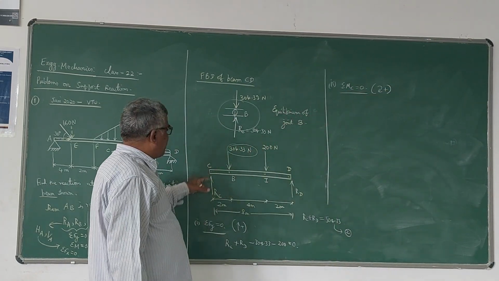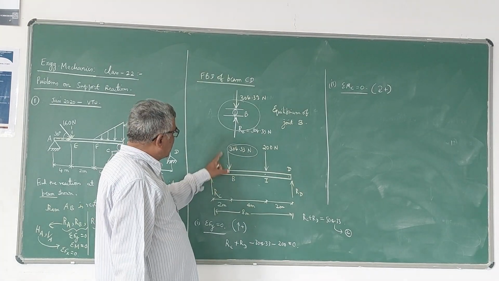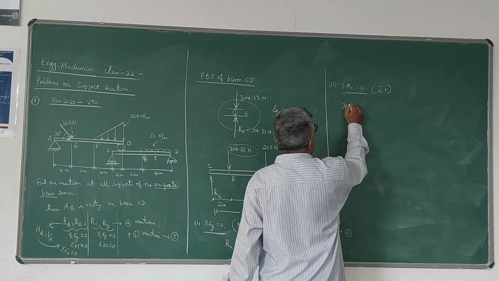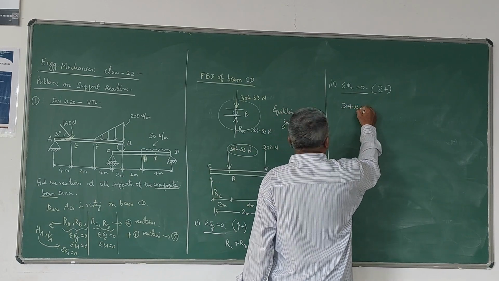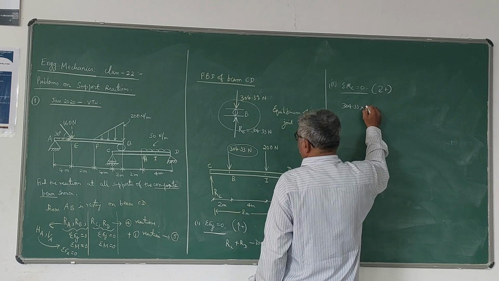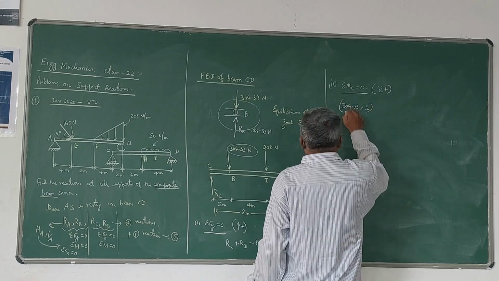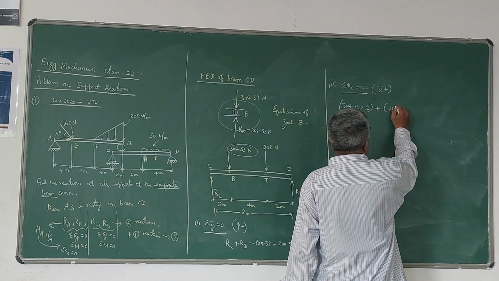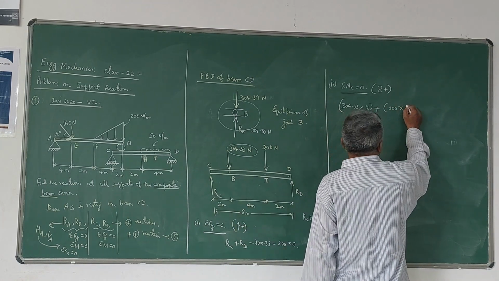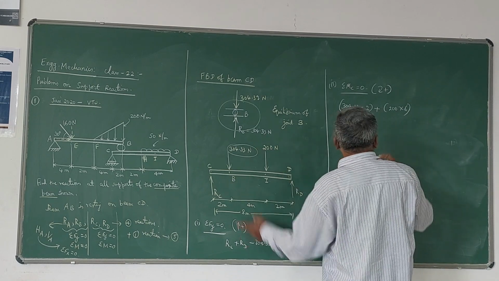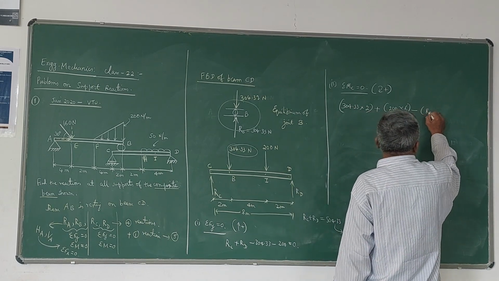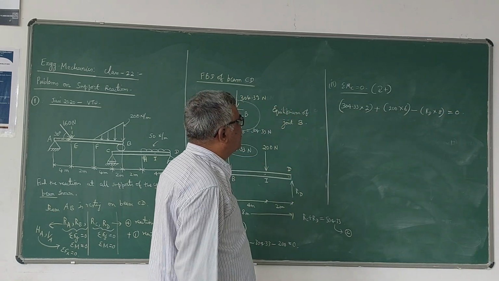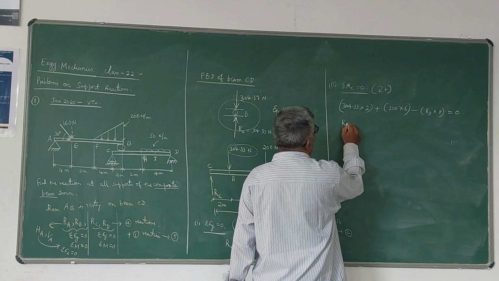RC doesn't have any moment about C because it passes through C. 304.33 Newton will give a clockwise moment about C. So 304.33 into distance; moment is force into distance, that is 2 meters. Then 200 Newton also is giving a clockwise moment, plus 200 into distance, which is 2 plus 4, that is 6 meters. RD is giving an anticlockwise moment, minus RD into 8 meters is equal to 0. This is the moment equation. From this you can get the value of RD.